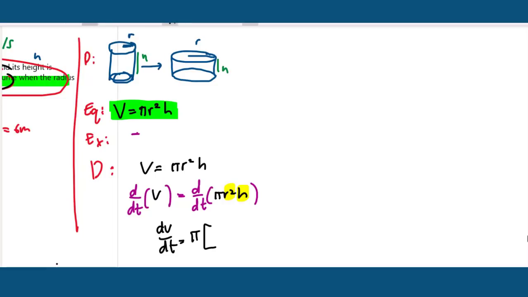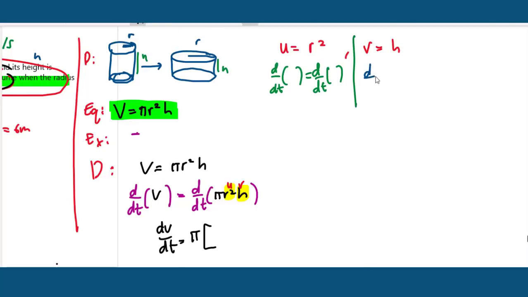This one is actually u and v. u is equal to r squared, v is equal to h. Now we're going to differentiate u with respect to t, differentiate r with respect to t, and for v, differentiate h with respect to t. Everything is with respect to t.